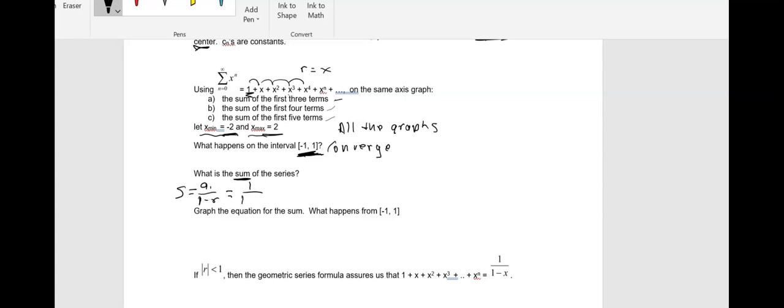And then we would do 1 minus our common ratio. Well, our common ratio is x. We're multiplying by x over and over and over again. So the sum of that geometric series is this function, 1 over 1 minus x. What I now want you to do, and I'll show you, I want to go graph the equation for that sum. So we'll go back to our calculator and do that.